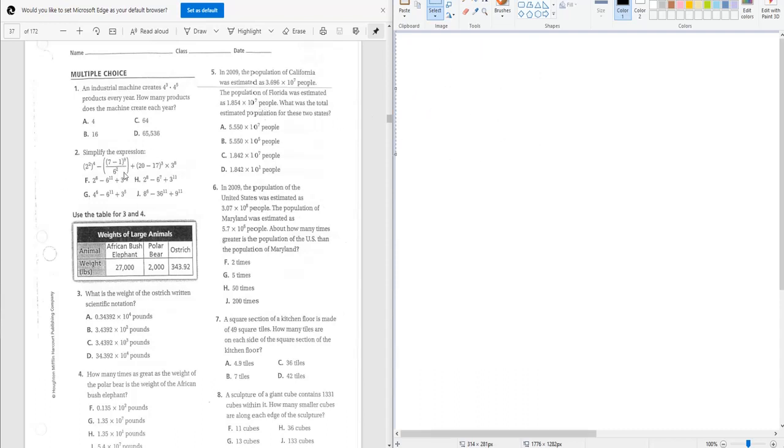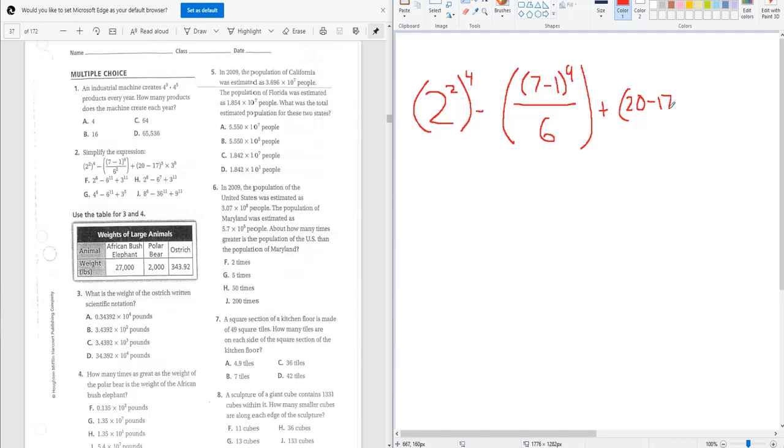Okay, simplify the expression. This one is a little bit of a doozy, but again, this just comes down to your ability to use PEMDAS or GEMS, whichever one you like to use. So here we have 2 to the 2 to the 4 minus 7 minus 1 to the 9 over 6 plus 20 minus 17 to the 3 times 3 to the 8. So PEMDAS. First thing I'm going to do is deal with the insides, right? So this is 2 to the 2, this is 2 to the 2 to the 4.